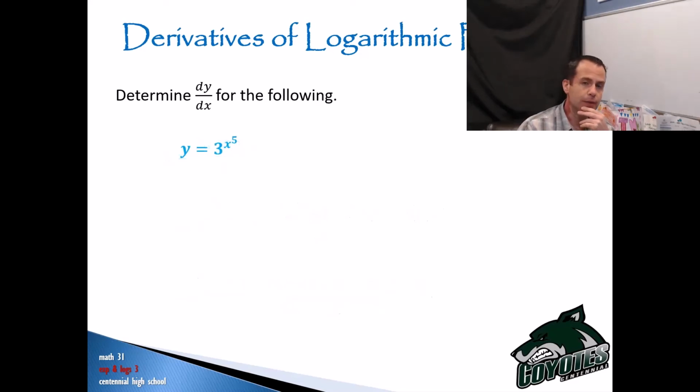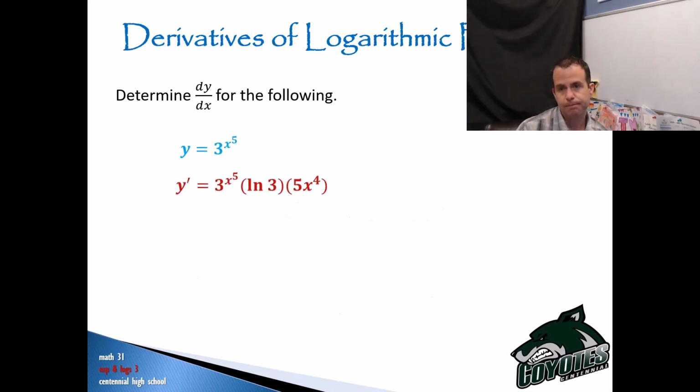Y equals 3x to the 5. Well, really, I could have asked you this one yesterday. This is just b to the x, right? So the derivative of y equals 3x to the 5 would be 3x to the 5 times ln 3 times the derivative of the inside function, which is x to the 5. The derivative of x to the 5 would be 5x to the 4.